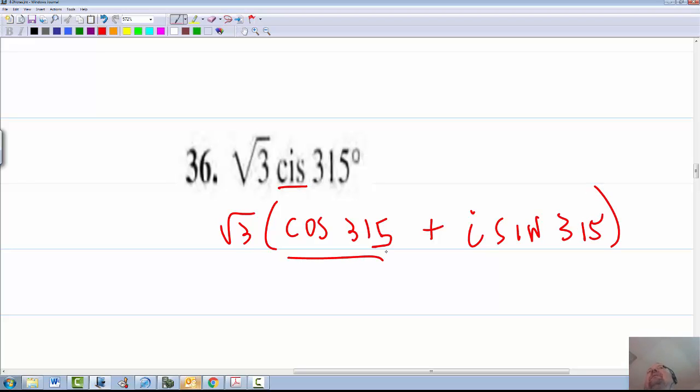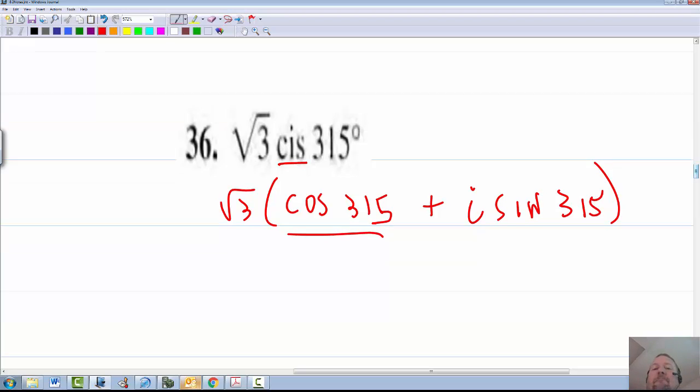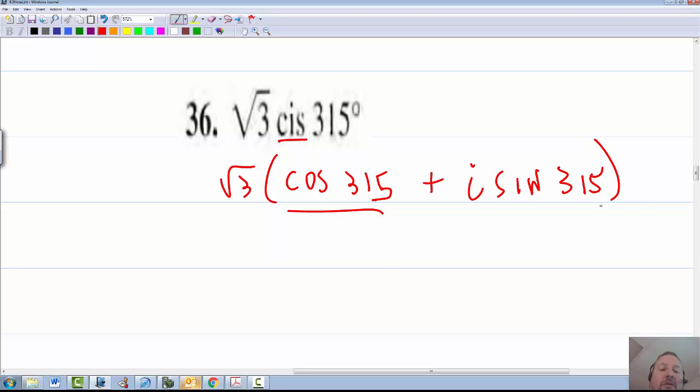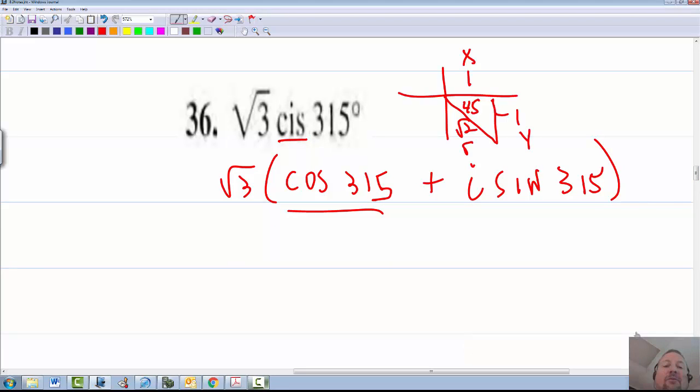Here we go. What's the cosine of 315? I asked this last hour to see if they just get the answer without me explaining it. Loud and proud. So the first one is root 2 over 2 plus, what's the sine of 315?